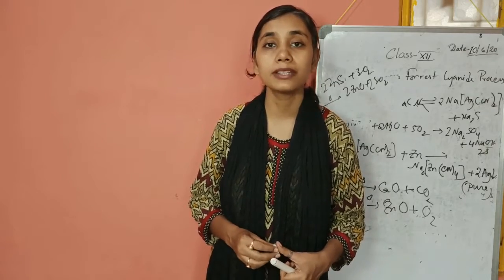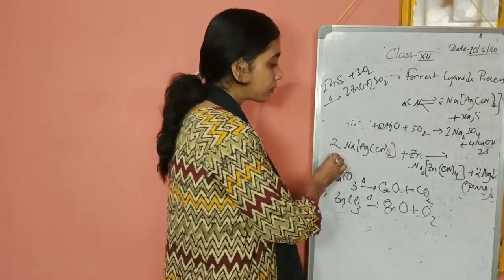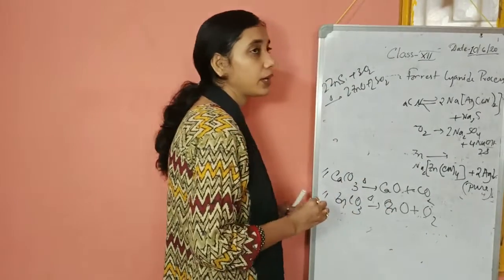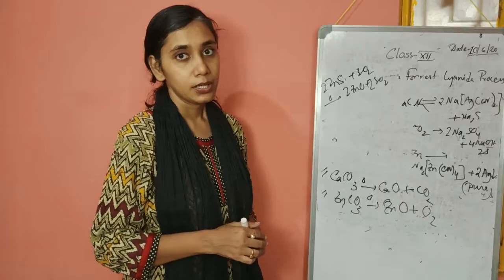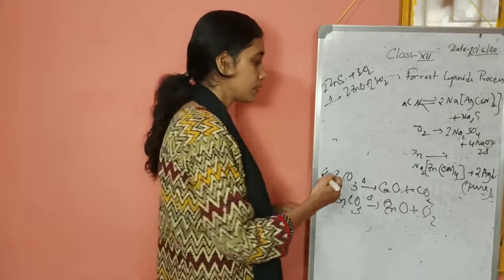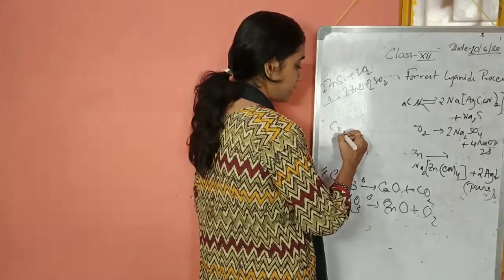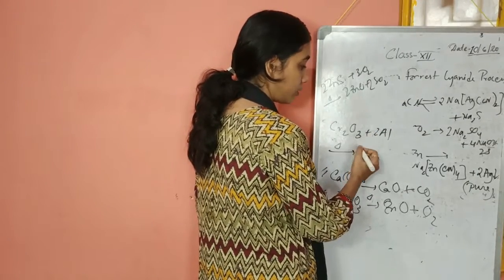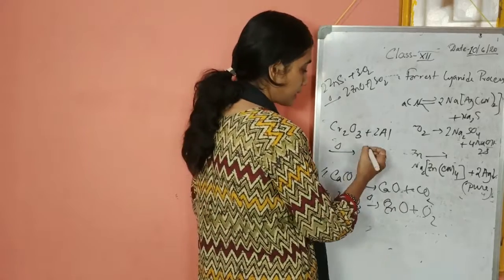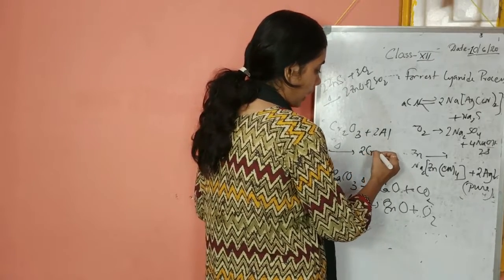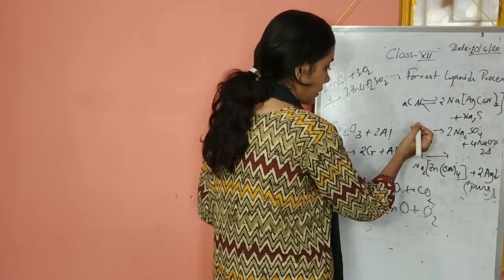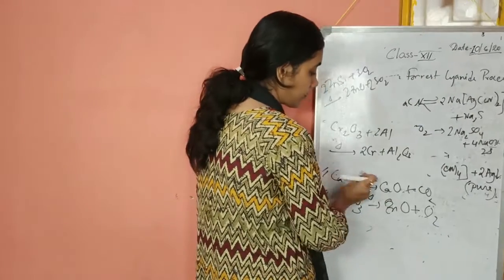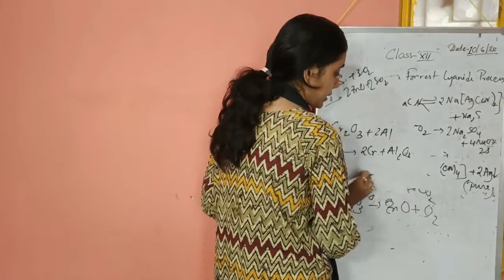Second is the Goldschmidt aluminothermic process, where aluminium is used as a reducing agent. If you can remember, in class 10 you read one thing called thermite mixture. So that concept, the aluminothermic process basically, is that chromium oxide can be reduced by aluminium to form a metallic deposition of chromium and formation of aluminium oxide. This can be an example of the Goldschmidt aluminothermic process, where aluminium is a strong reducing agent.